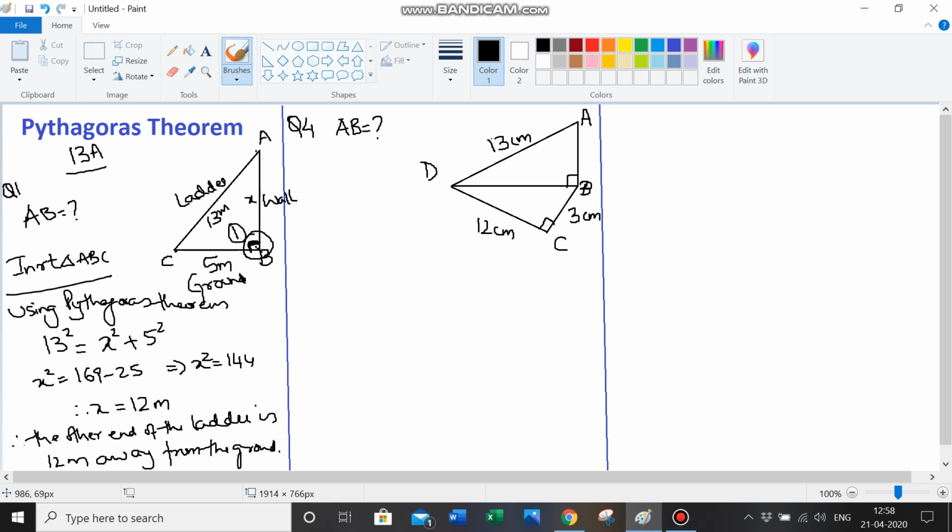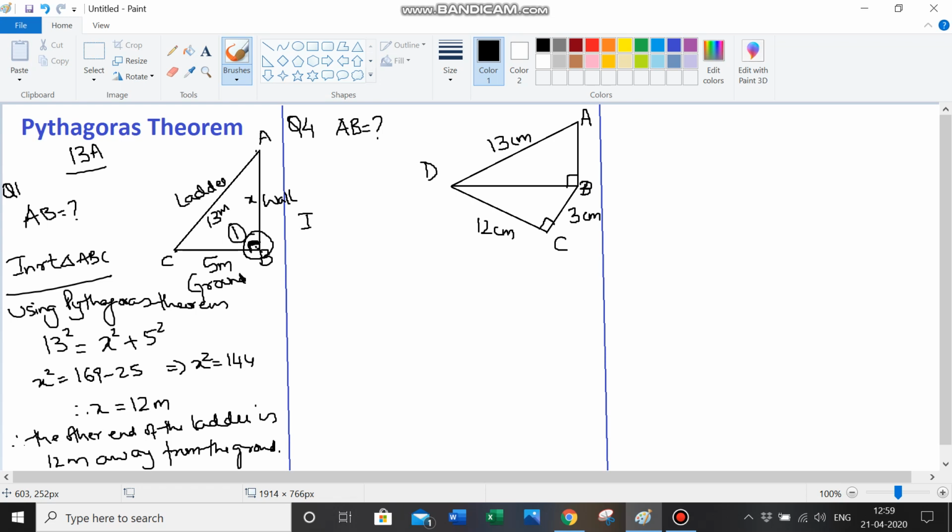Now let's see which right angle triangle AB is a part of. AB is a part of right triangle ABD, but I don't know two lengths. I don't know BD, which means I can't use Pythagoras theorem yet. Let's look at the second right angle triangle DCB. Yes, I have two sides, which means I can find the third side.